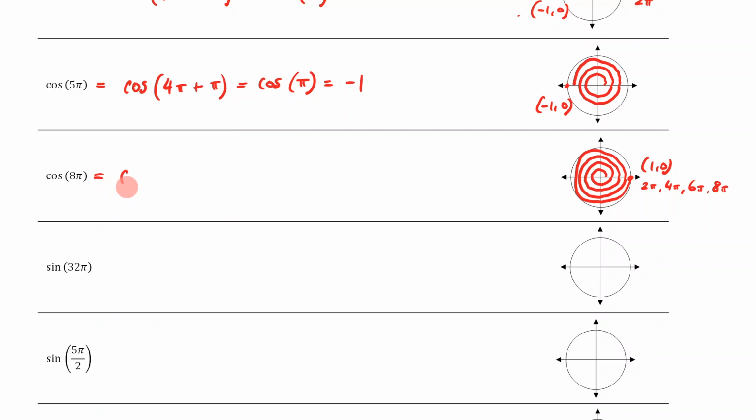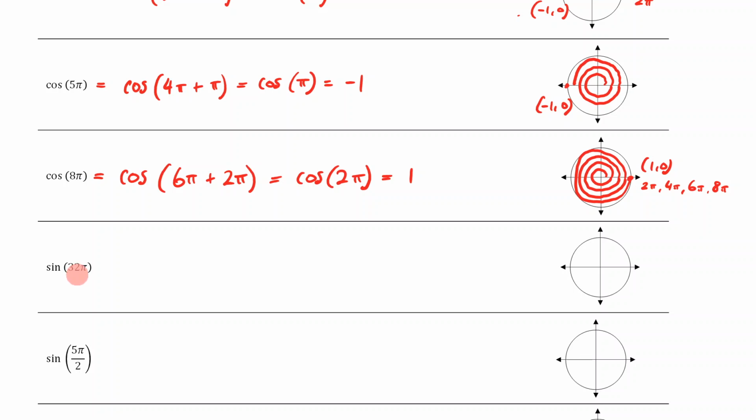If you wanted to, you could write this like this. You could say that it's cos of 6 pi plus 2 pi is equal to cos of 2 pi. And you know that cos of 2 pi is just equal to 1. Or you could just say, well, because it's an even number, I know that I'm just going to end up back exactly where I started from.